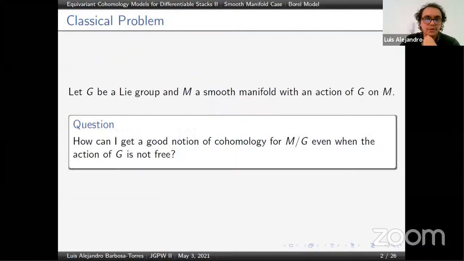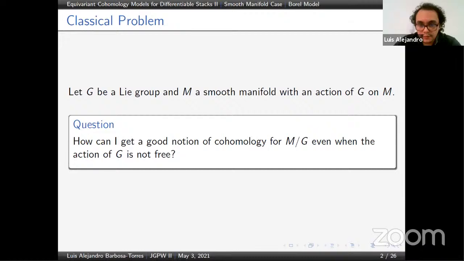So first of all, we are going to check what the classical problem is. You have a Lie group G acting on a smooth manifold M, and we want to get a good notion of cohomology for the quotient space M over G. But this space is not always a smooth manifold, so sometimes it's not possible to do it. So we are going to try to get some models that allow us to do that.